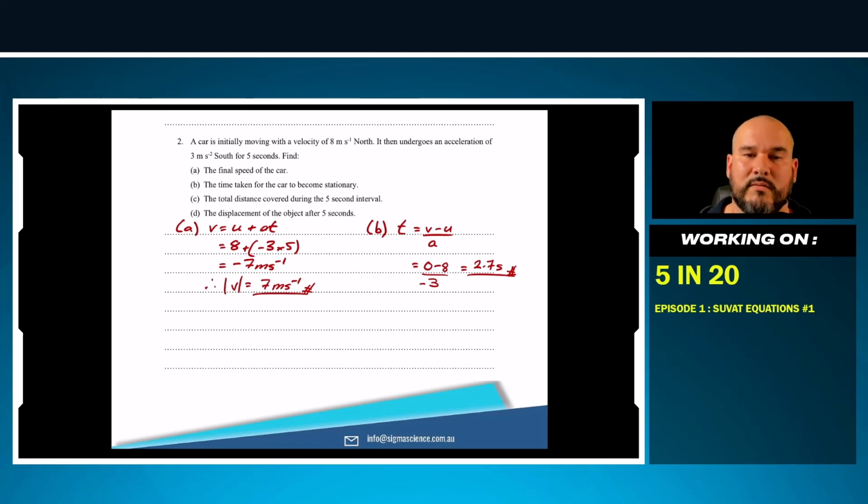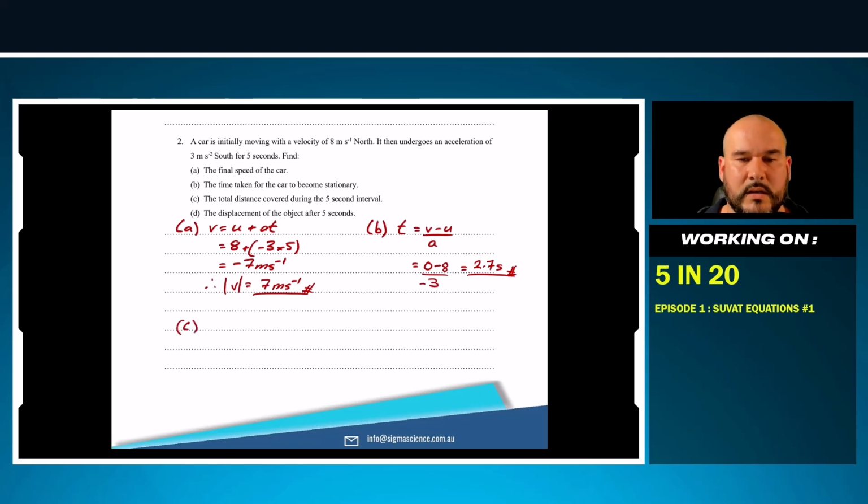The total distance covered during the 5-second interval. Now, this is actually a bit trickier than it seems, because it says distance. Because the car turns around, it starts to travel in the opposite direction. With distance, we still care about both of the legs of the journey. What I mean is, if it takes 20 meters for it to turn around, and then when it turns around, it travels another 15 meters, then the total distance traveled is the sum of those two legs. It's 20 plus 15. If I wanted the displacement, awesome, I can just do it all at once. But with distance, we need to consider each individual leg and then sum the distances for each individual leg.